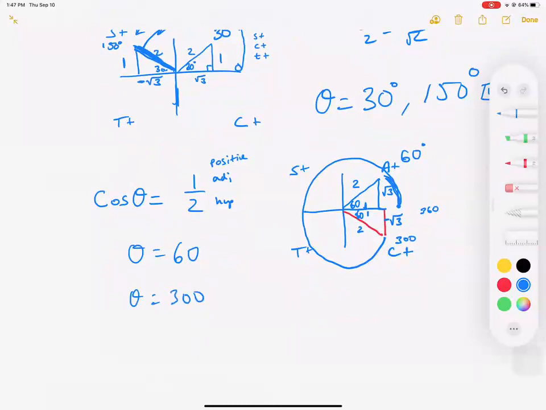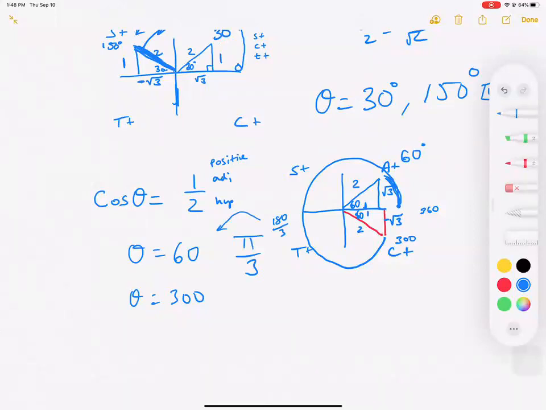Now, to add to the complication, what if this was in radians? Well, not that bad actually, because what type of angle is 60 degrees? Pi over 3 or pi over 6? That's going to be pi over 3, because 180 divided by 3 is 60. That's one fast way you can always go back and check.